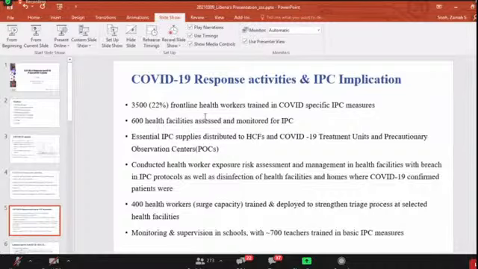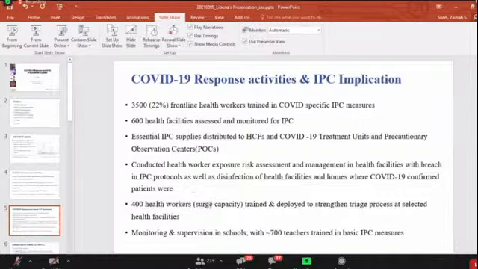So during the response, we were able to train 22% of our frontline healthcare workers in COVID-19 specific IPC measures. 600 of the 872 healthcare facilities were monitored on a daily and weekly basis in the country. We had essential IPC supplies distributed to the COVID-19 treatment units, the precautionary observation centers, and to the healthcare facilities. We also conducted healthcare workers' risk assessment for those healthcare workers that were exposed. And then we ensured that all homes where COVID-19 confirmed patients were in the health facilities were disinfected.